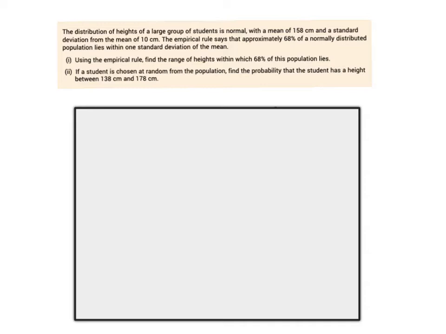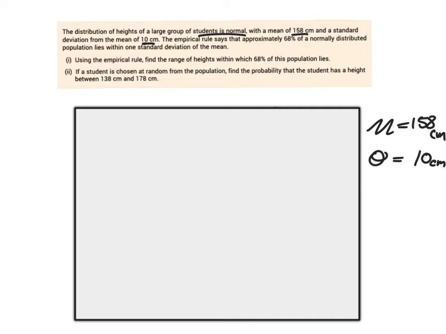Okay, the next question. The distribution of heights of a large group of students is normal with the mean of 158 centimetres. So they're telling us the distribution is normal distribution. I'm already thinking empirical rule. Standard deviation from the mean is 10 centimetres and the mean is 158. So let's write that down. I've got the mean equals 158, and I've got the standard deviation is equal to 10, and they're both centimetres.